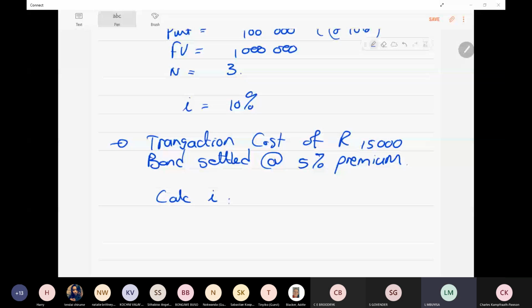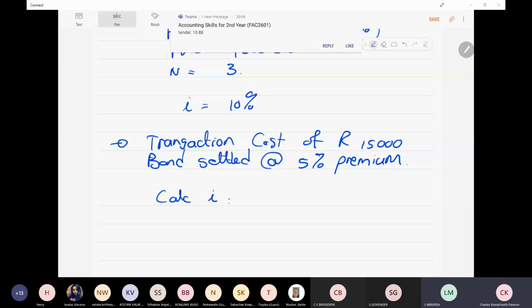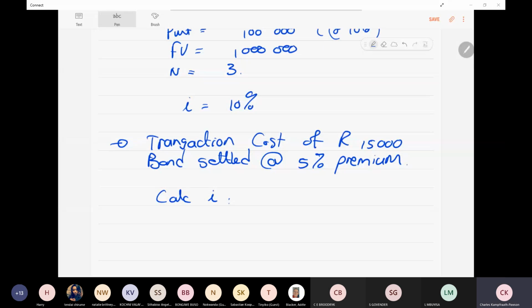Hi, Charles. It's Lungile. Hi, Lungile. Is it not 5%? 5% is the premium at which it will be settled, which means that's the payment. Yes. So the payment will be the 1 million plus the 5% of 1 million. Okay, thank you.